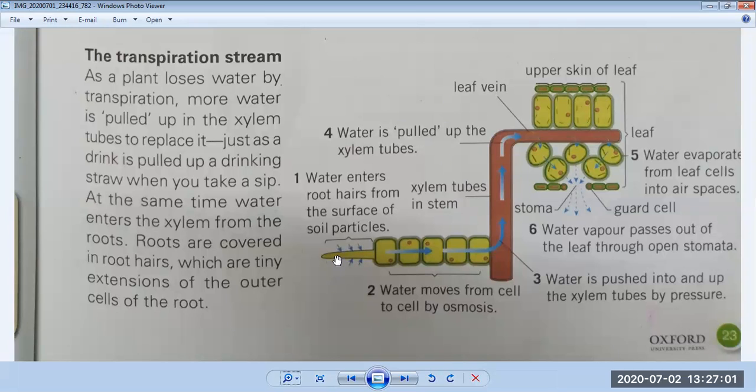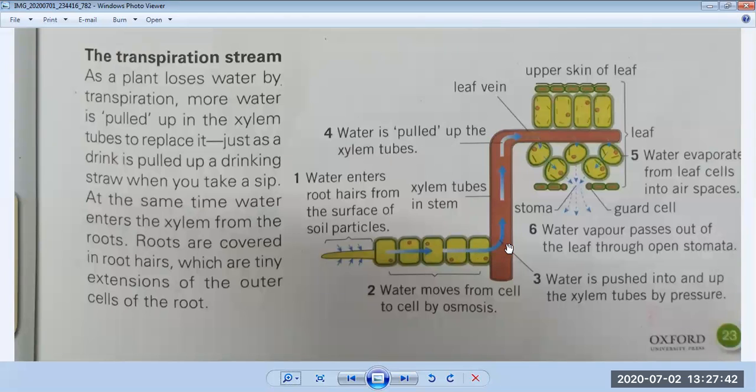So what is their function? Their function is to absorb plenty of water and food particles for the body of a plant from the soil. So this is the process of root hair and root cells. Then you can see number two, water moves from cell to cell by osmosis. Yes, we have also discussed the process of osmosis, because all roots have cells inside them. So this water is pushed from cell to cell by the process of osmosis, means higher concentration to lower concentration.